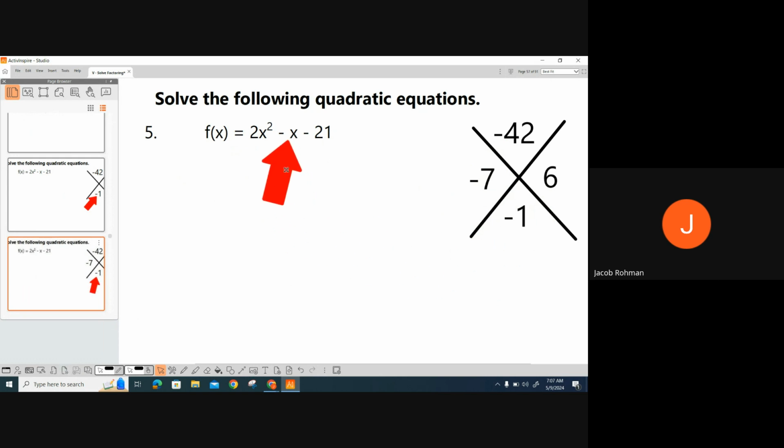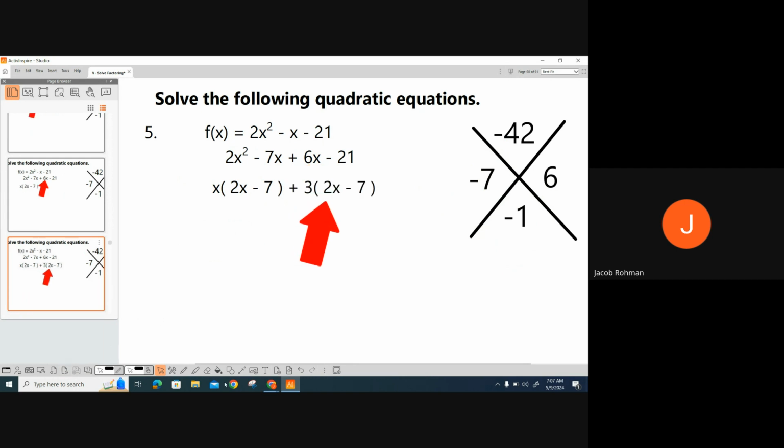So now we're going to split up this negative 1x in the middle into negative 7x and positive 6x. So that's what I've done here. Now we're going to use factor by grouping to say the GCF of these first two terms is going to be x. So that leaves me with 2x minus 7. And here the GCF of the last two terms is going to be 3. So factor out the 3.